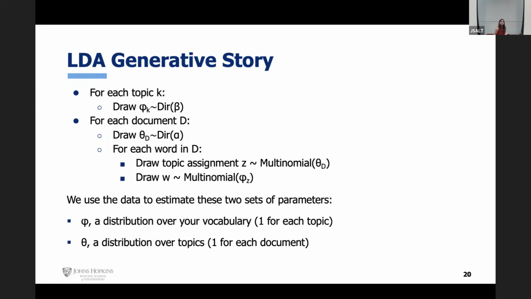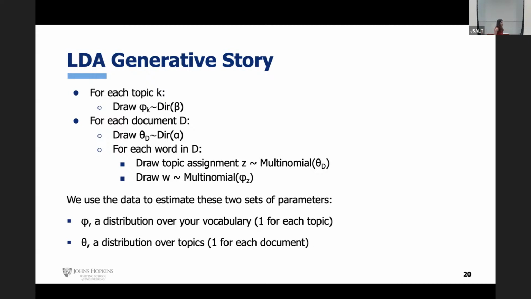So the process that we assume is, for each topic, we draw some distribution over a vocabulary. So each topic is some distribution over the vocabulary. That's how we define a topic. And then for each document, we draw some distribution over topics. For each word in the document, we draw a topic assignment for that word out of this distribution over topics. And then for that topic, we draw the actual word token itself from the distribution over the vocabulary that corresponds to that topic.